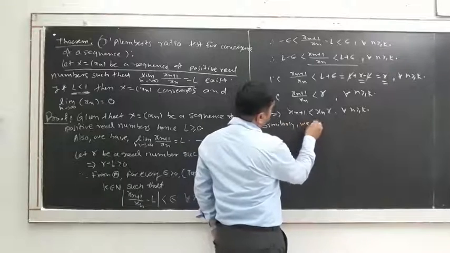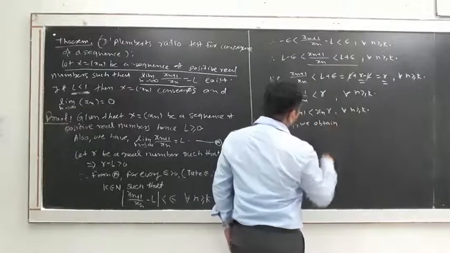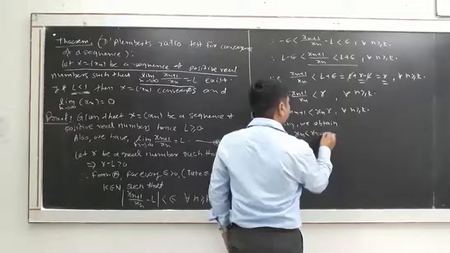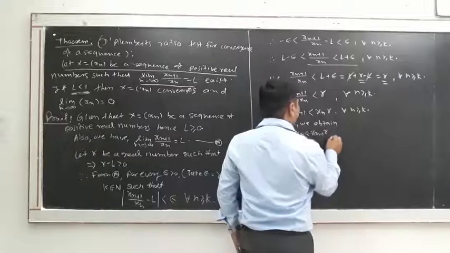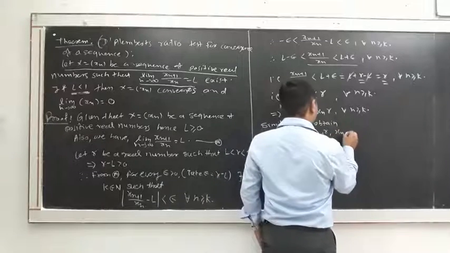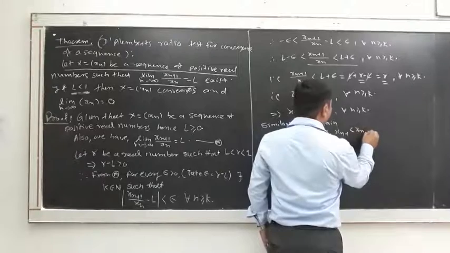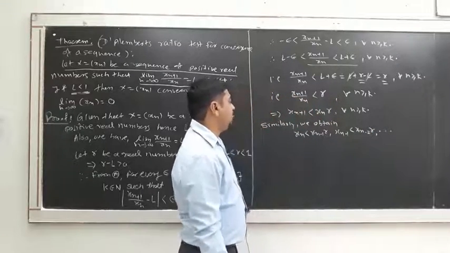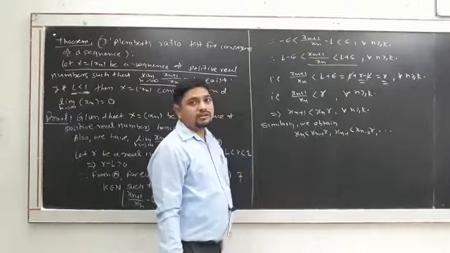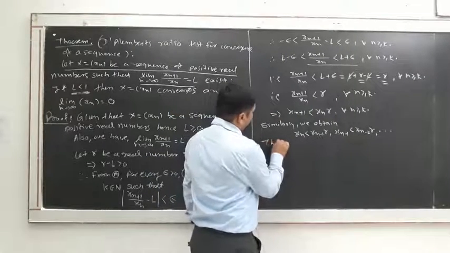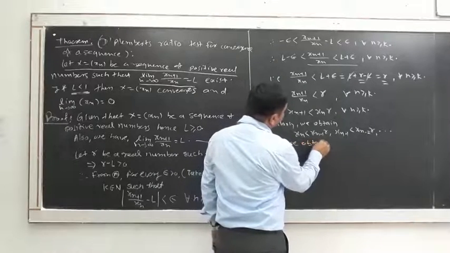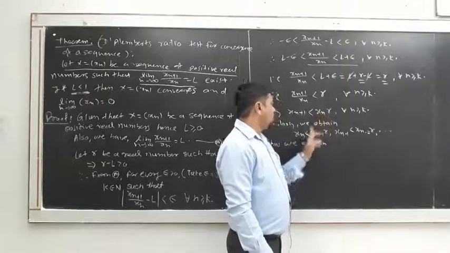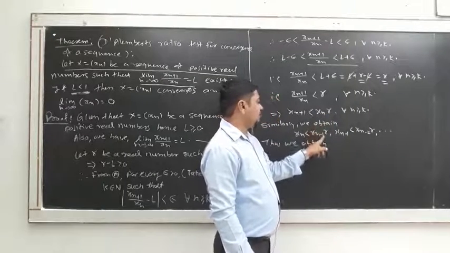Similarly, we obtain xn is less than xn-1 times r, xn-1 is less than xn-2 times r, and so on. That is, if you replace n+1 by n, then you get all the terms. Thus we obtain: if you put xn here, we get xn-1 times r.